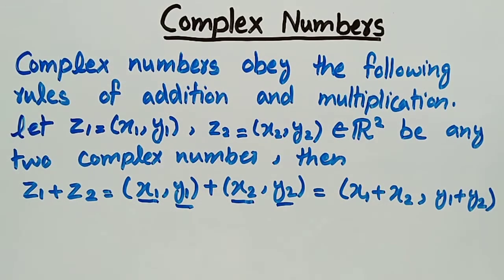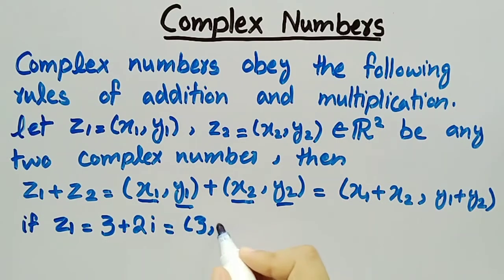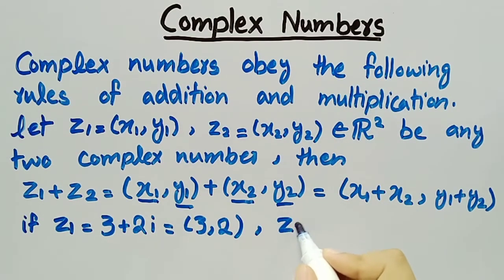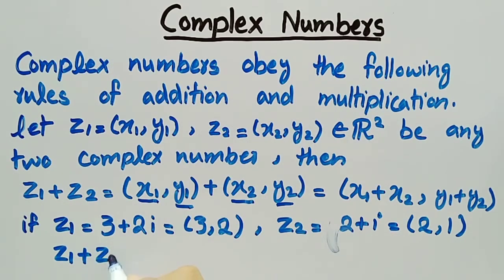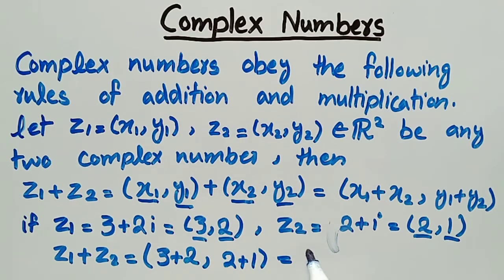Let's take an example. If z1 is equal to 3 plus 2 iota, which can also be written as the ordered pair (3, 2), and if z2 is equal to 2 plus iota, which can also be written as the ordered pair (2, 1), then we will add z1 and z2. We add the first component with the first component, which will be 3 plus 2, and the second component with the second component, which will be 2 plus 1, and we get (5, 3), which can also be written as 5 plus 3 iota.